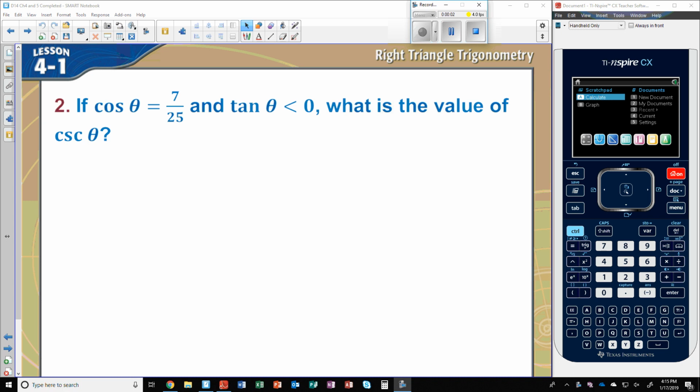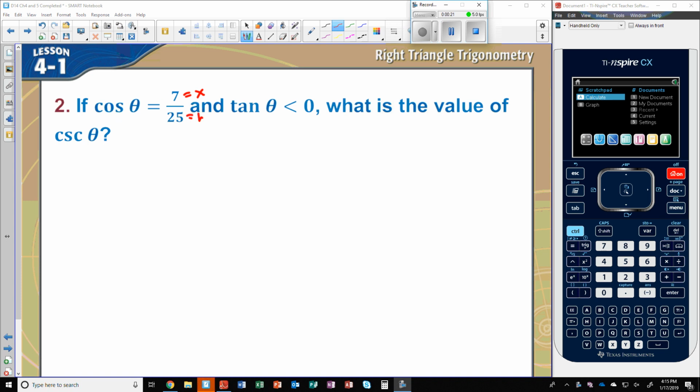Number two, if cosine theta equals 7 over 25 and tangent theta is less than 0, what is the value of CSC, which is cosecant? Well, let's think about this. The song we have is SOH CAH TOA, Sine is y over h, Cosine is x over h. Cos x. That means 7 is x. And in the song, when we say sine is y over h, cosine is x over h, tangent is y over x, the h is silent.